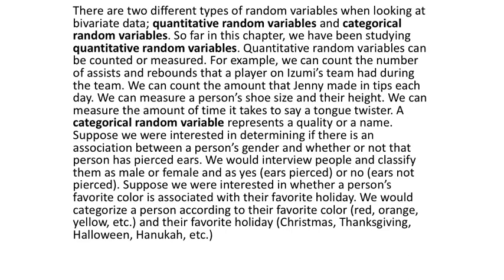There are two different types of random variables when looking at bivariate data. Bi, of course, is two. It's just two different variables being used at a time. There's quantitative random variables, and then you got categorical random variables.